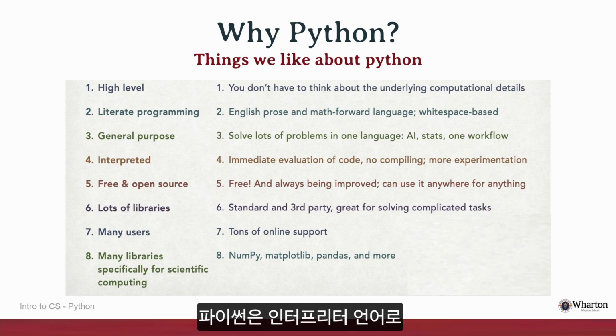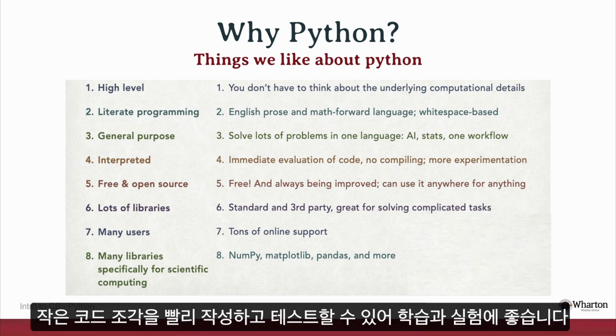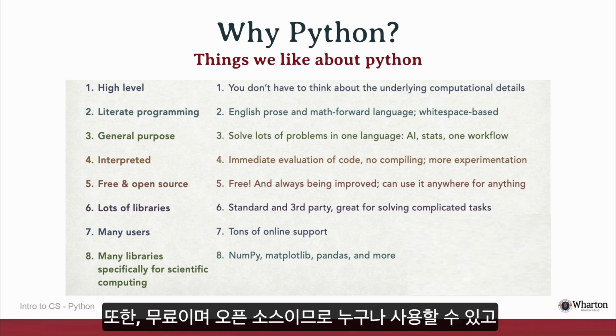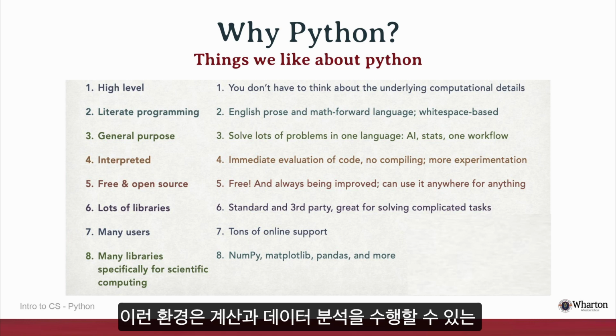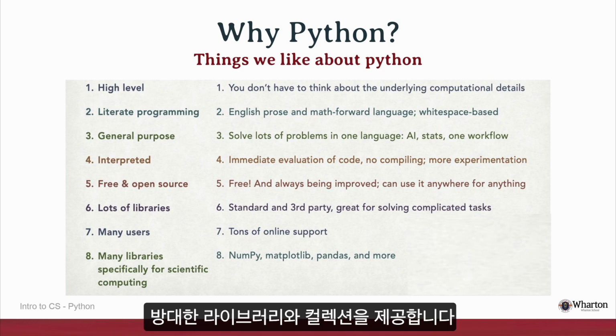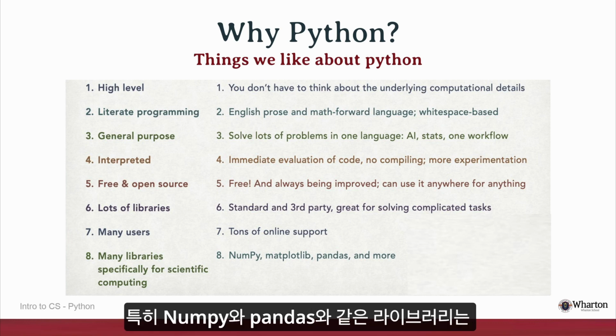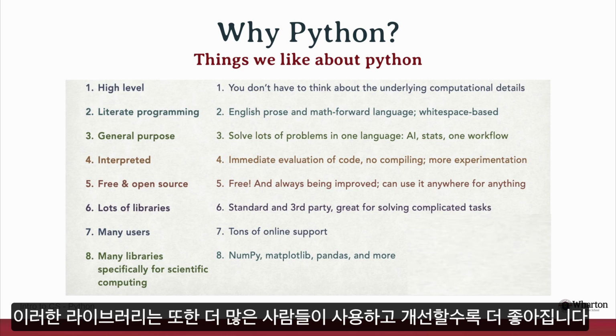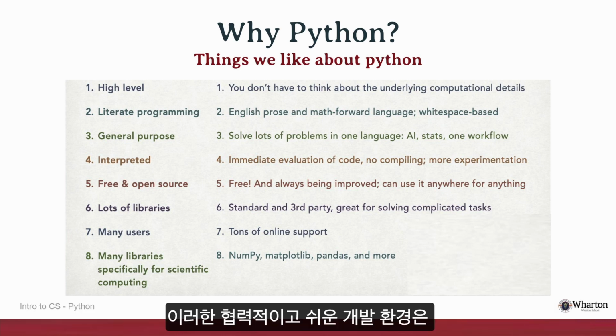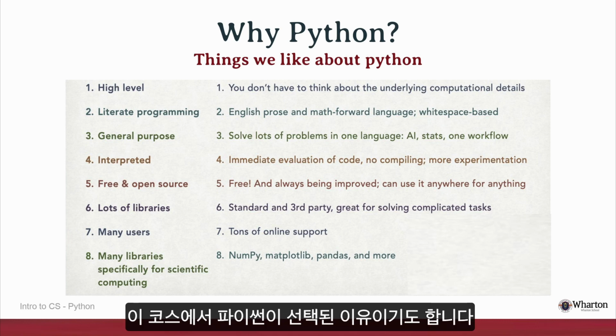Python is also interpreted, meaning you can write and test small pieces of code quickly, which is excellent for learning and experimentation. It's free and open source, so anyone can use it and contribute to its development. This has led to a vast collection of libraries, tools that you can use to do specific jobs. Some of these, like NumPy and Pandas, are incredibly useful for scientific computing and data analysis. The more people use and improve it, the better it becomes. This welcoming and collaborative environment is one of the many reasons we've chosen Python for this course.